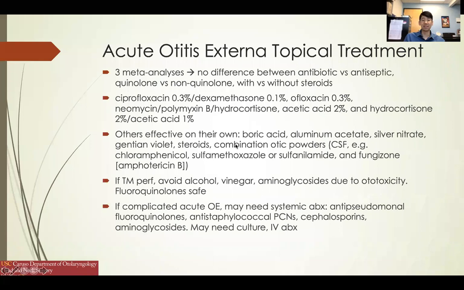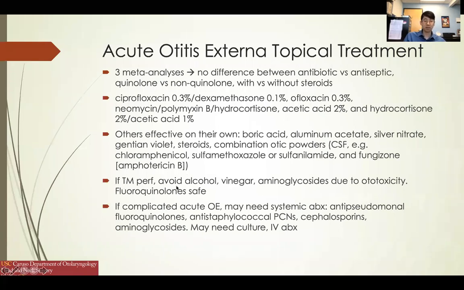Boric acid is also your ant and roach killer, so you can just get that over the counter. Silver nitrate, dental violet, steroids. Steroids alone have been effective for acute otitis externa. Also, combination powders like CSF powders are really commonly used, a combination of chloramphenicol, sulfonamide, which are antibiotics, and also Fungizone, which is the amphotericin antifungal.